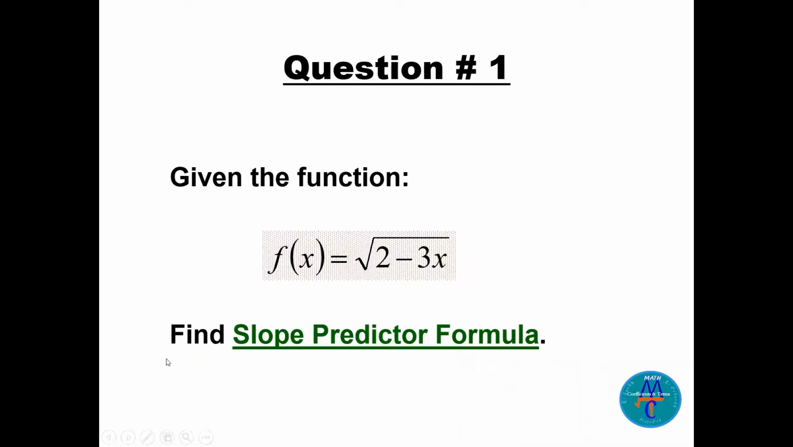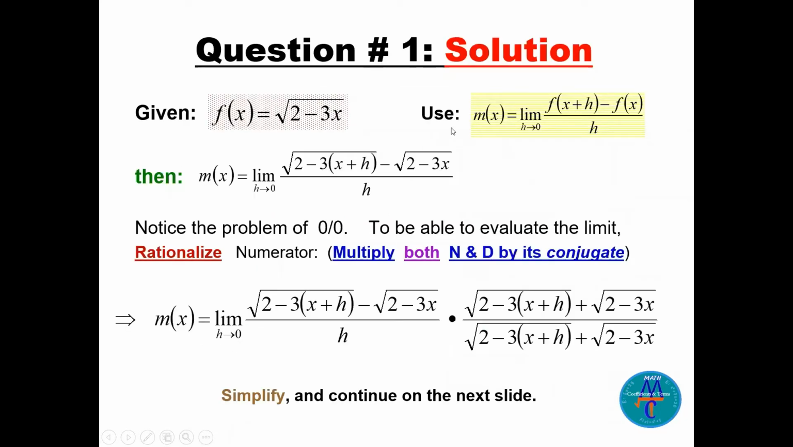Question number 1: given this function f of x equals the square root of 2 minus 3x, let's find the slope predictor formula. To find that, we start with m of x, which is the limit of the difference quotient, f of x plus h minus f of x, divided by h. So we can replace x plus h in the function here. It will be the square root of 2 minus 3 in the bracket, x plus h, minus the function itself, divided by h.